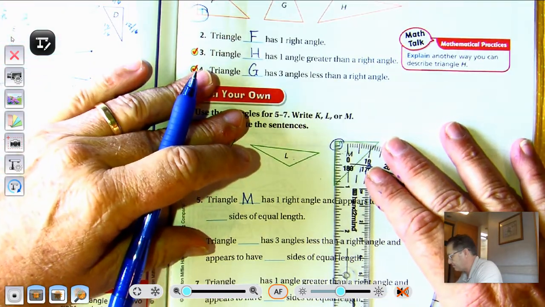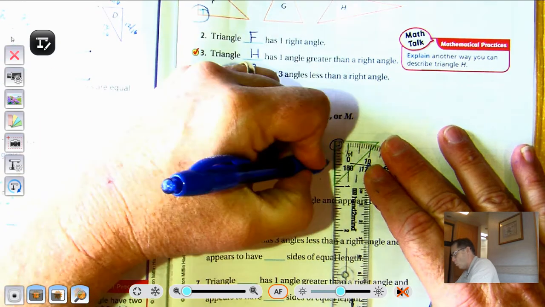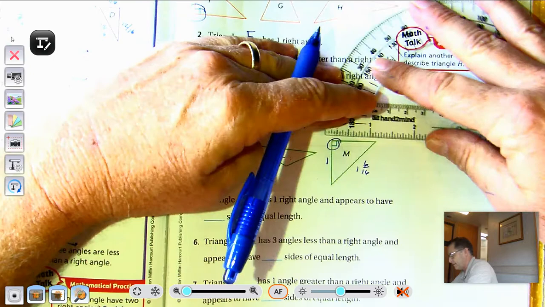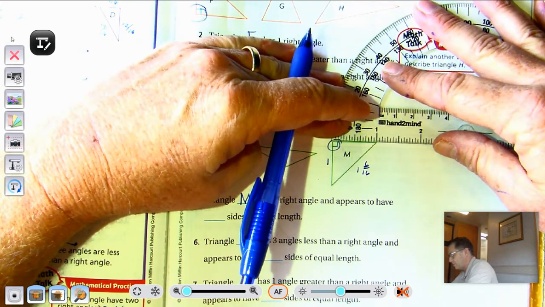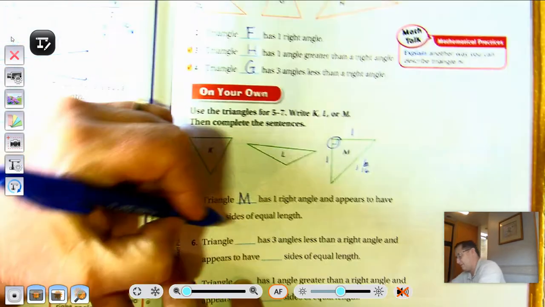This line, we're going to call that 1. And the top, we'll also call that 1. So it has 2 sides of equal length.